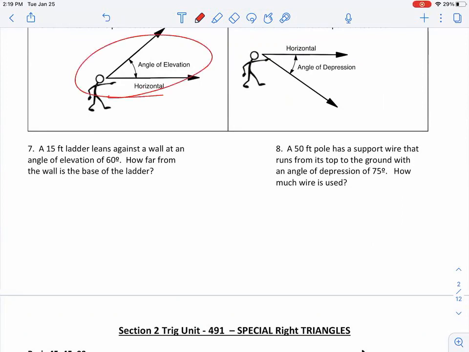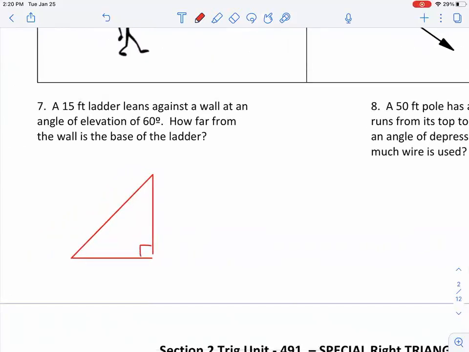So looking at this picture here, here's our wall. Here is our angle of elevation. And so this is our picture, and we're talking about right triangles here. We can assume the wall is perpendicular to the floor. Here's our 15-foot ladder, and our angle of elevation was 60 degrees. So we obviously need to set up an accurate picture. If I put that 60 in the wrong place, it's going to mess up the problem.